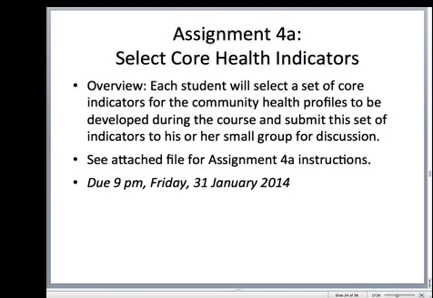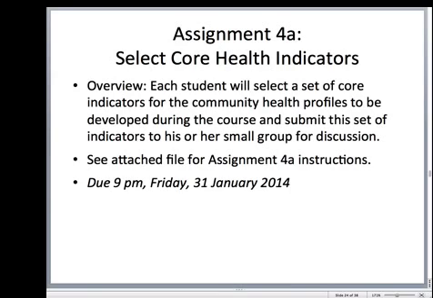There is an attached file that has instructions and some questions for assignment number 4. These include a review of some of the reading material and identification of criteria that were suggested by the Institute of Medicine for selecting core health indicators.